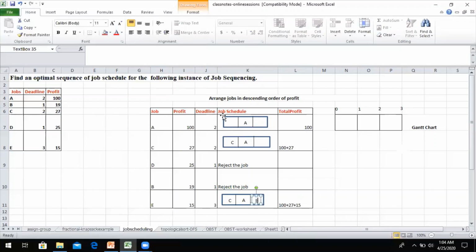Please note that I have taken 3 units, or 3 time slots, in the Gantt chart based on the given problem, because the maximum deadline specified is 3. In case there is an additional job with deadline as 5, this Gantt chart's time slots could extend to 5 time slots.